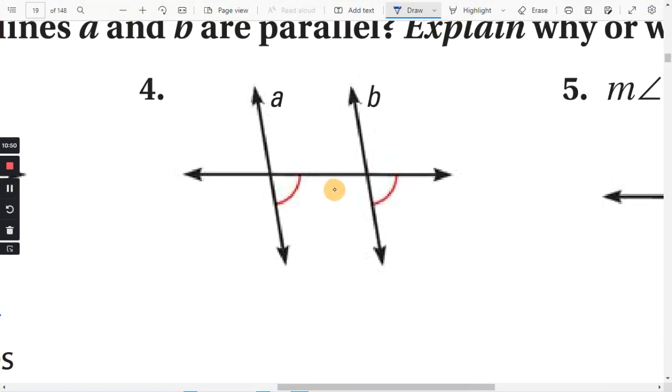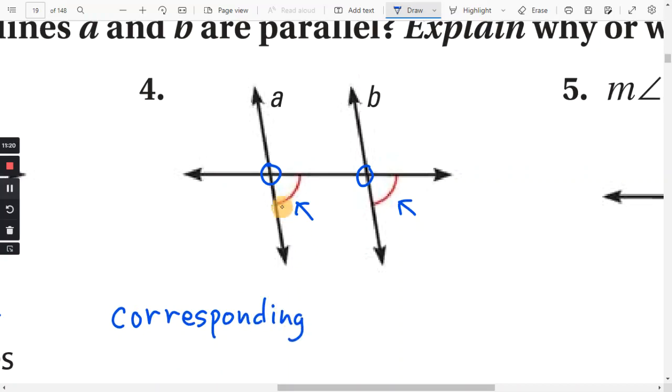Try number 4, please. Out of these 4 angles right here, this one is on the bottom right. Out of these 4 angles, this one is on the bottom right. Since they're in the same position, those are considered corresponding. They're marked the same, so those are congruent. And that proves that A is parallel to B. Okay, line A and line B.